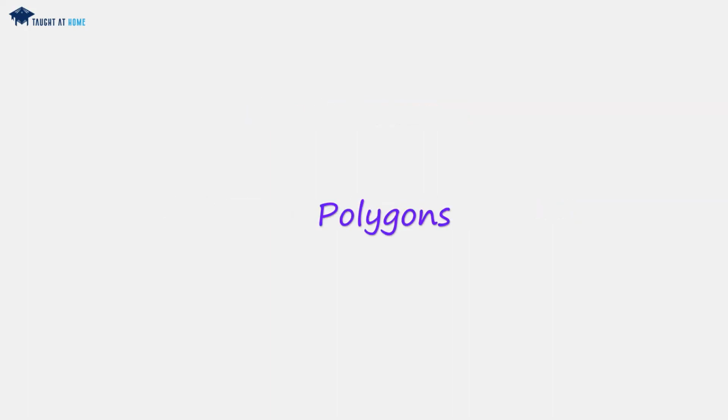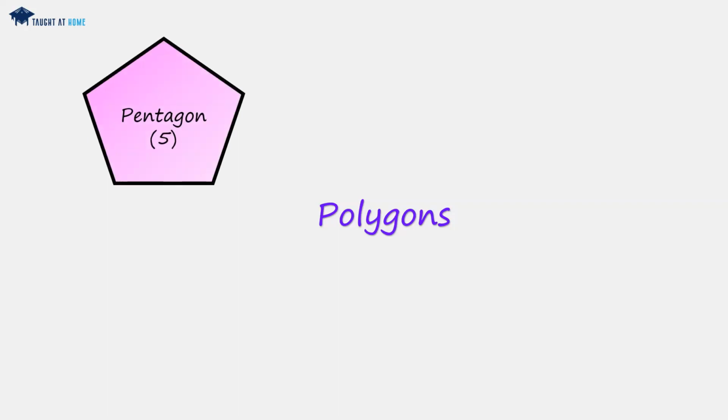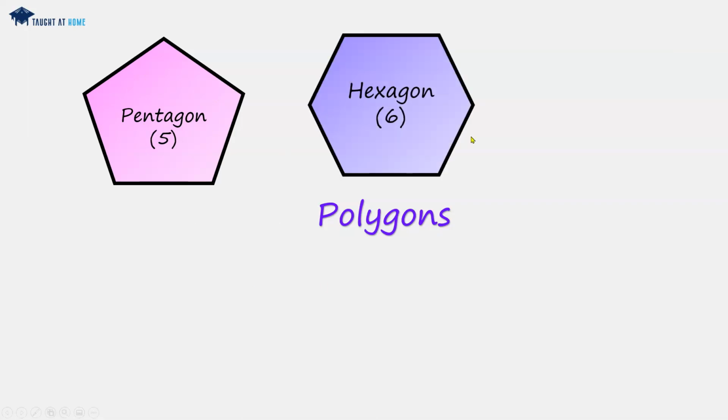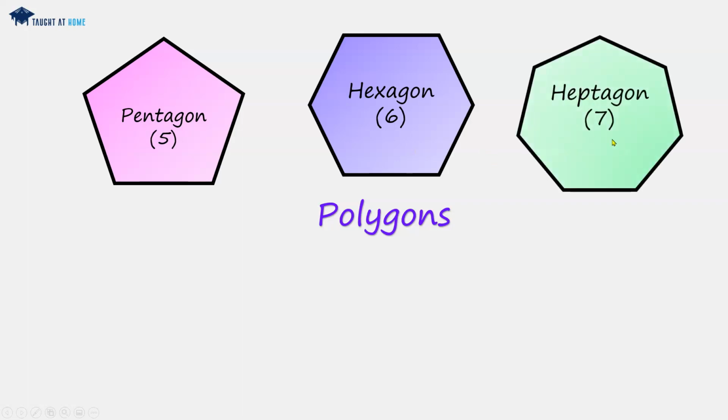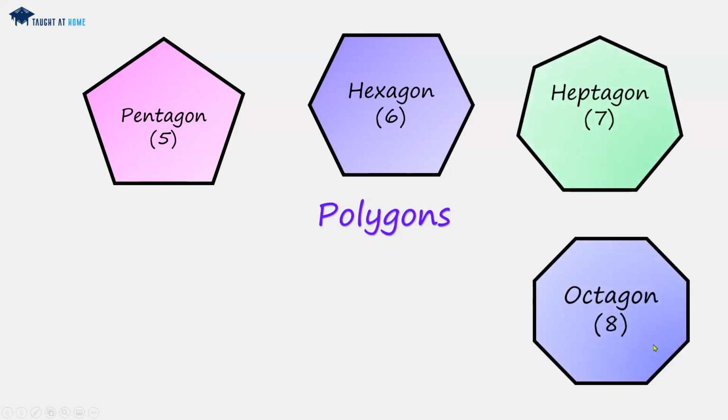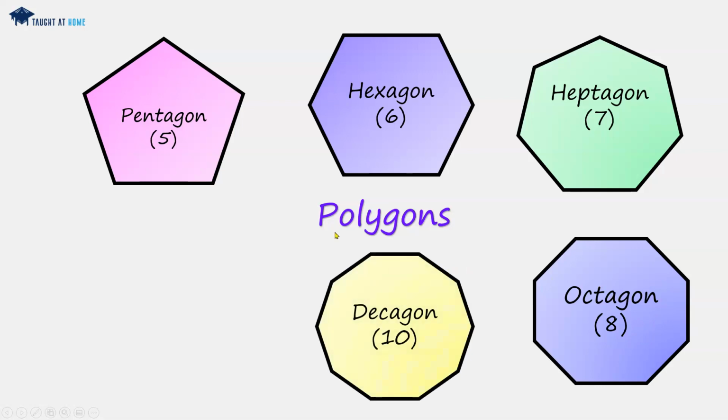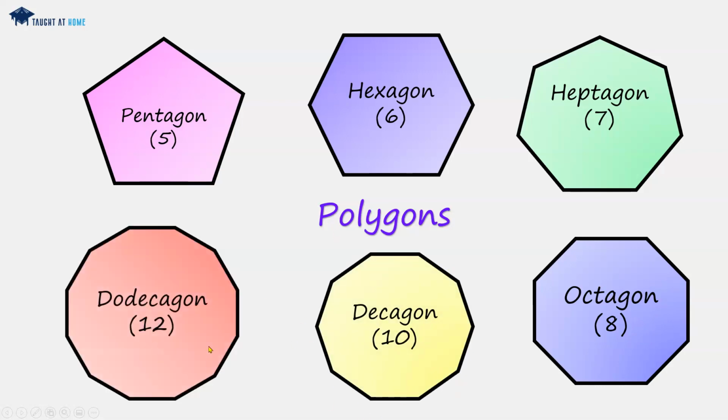Let's take a look at polygons. Polygons, as the name suggests, poly, many, so we have shapes with many sides. We have pentagons with 5 sides, hexagons with 6 sides, heptagons with 7 sides, octagons with 8 sides. Common ones would be a decagon with 10 sides and a dodecagon with 12 sides.